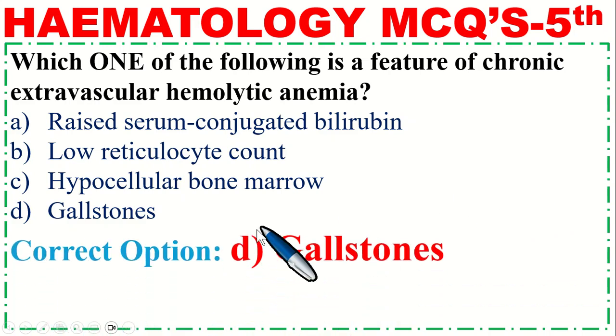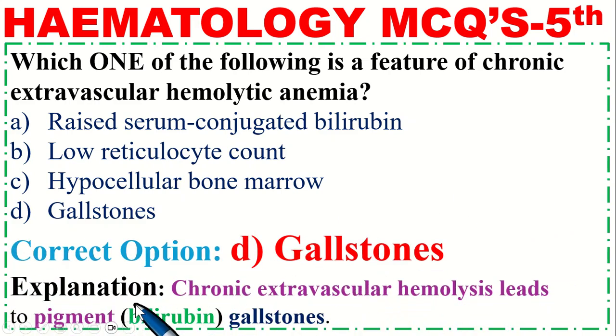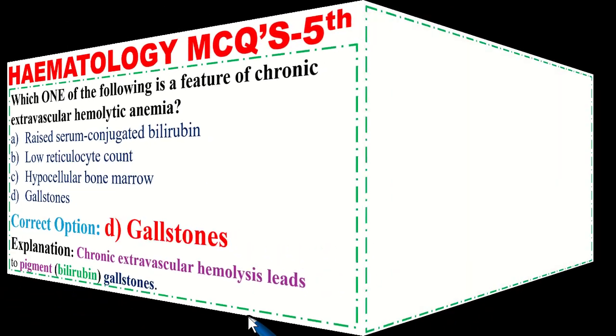So the correct option is D. Gallstone. Explanation is chronic extravascular hemolysis leads to pigment, for example bilirubin, which is the feature of chronic extravascular hemolysis due to gallstone.